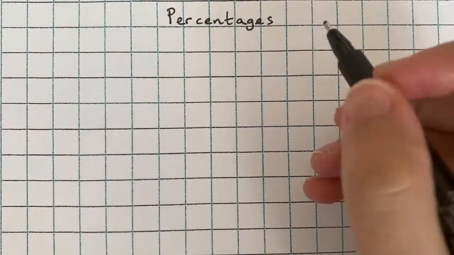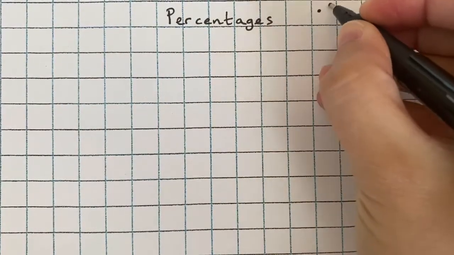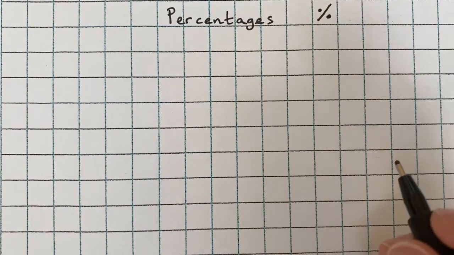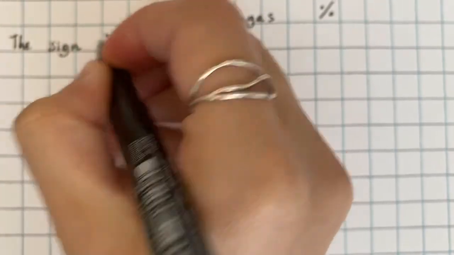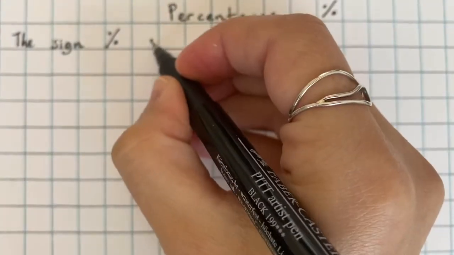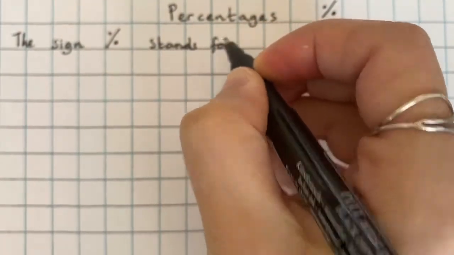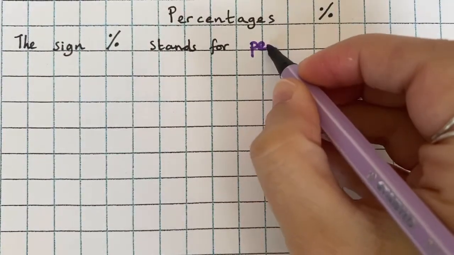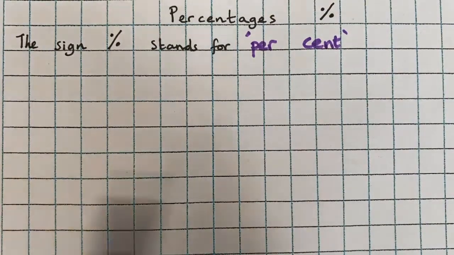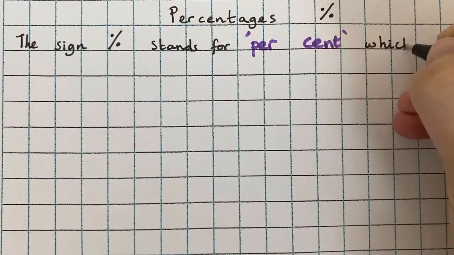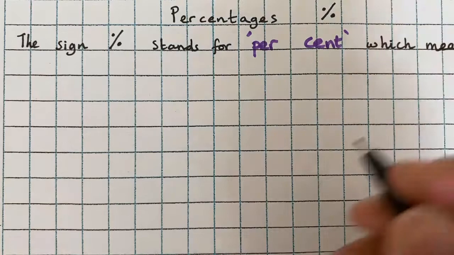This week we're going to learn about percentages. They're represented by this symbol, and this sign stands for percent. You will have heard cent in the word century, which means 100 years, because cent means 100. So percent means out of 100.